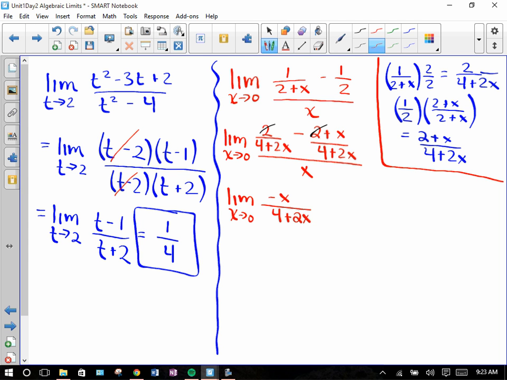Alright? And I'm going to rewrite this a different way. Since I'm dividing by x, that's the same thing as multiplying by 1 over x. I'm just making that a little bit easier to see. So at this point, I can combine this into one fraction. That's going to be the limit as x approaches 0 of negative x over 4x plus 2x squared. Do you see anything that can cancel out here?